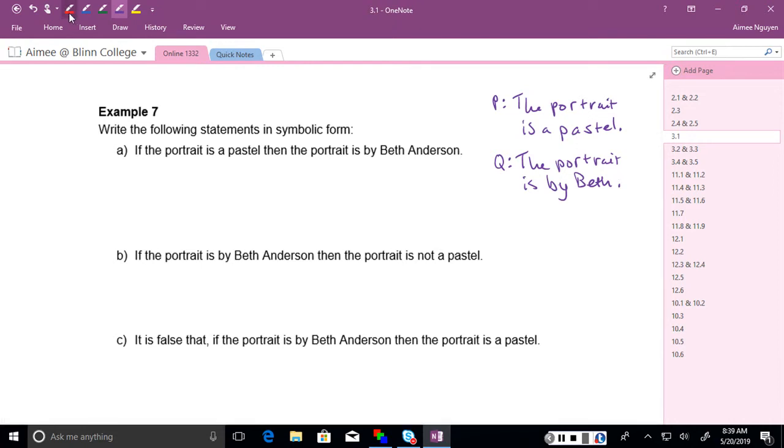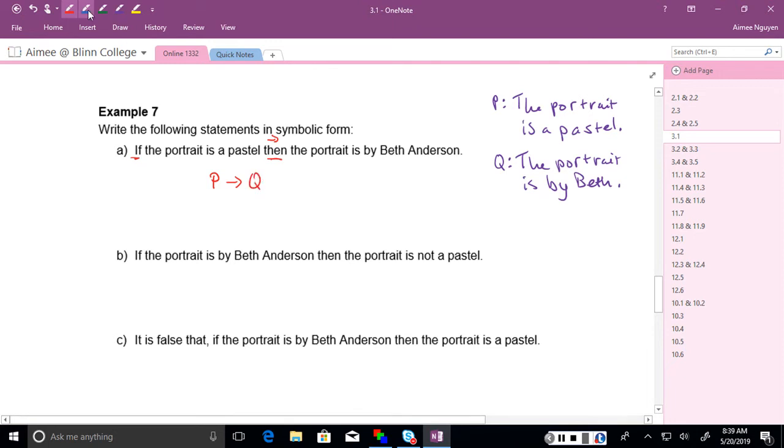So in part A, this is an if then, and so this is a conditional statement. It uses the arrow. It just says if the portrait is a pastel, then the portrait is by Beth. So we're going to start with the portrait being a pastel, which is P, and then we're going to go to the portrait being by Beth, which is Q.